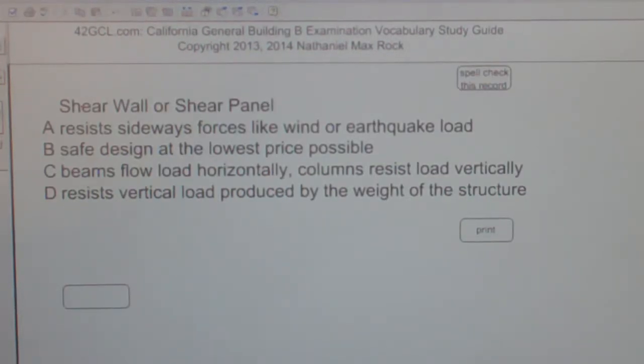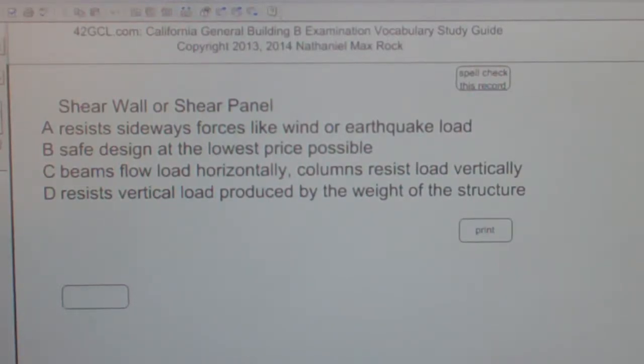Multiple choice question. Shear wall or shear panel. A. Resist sideways forces like wind or earthquake load. B. Safe design at the lowest price possible. C. Beams flow load horizontally, columns resist load vertically. D. Resist vertical load produced by the weight of the structure.